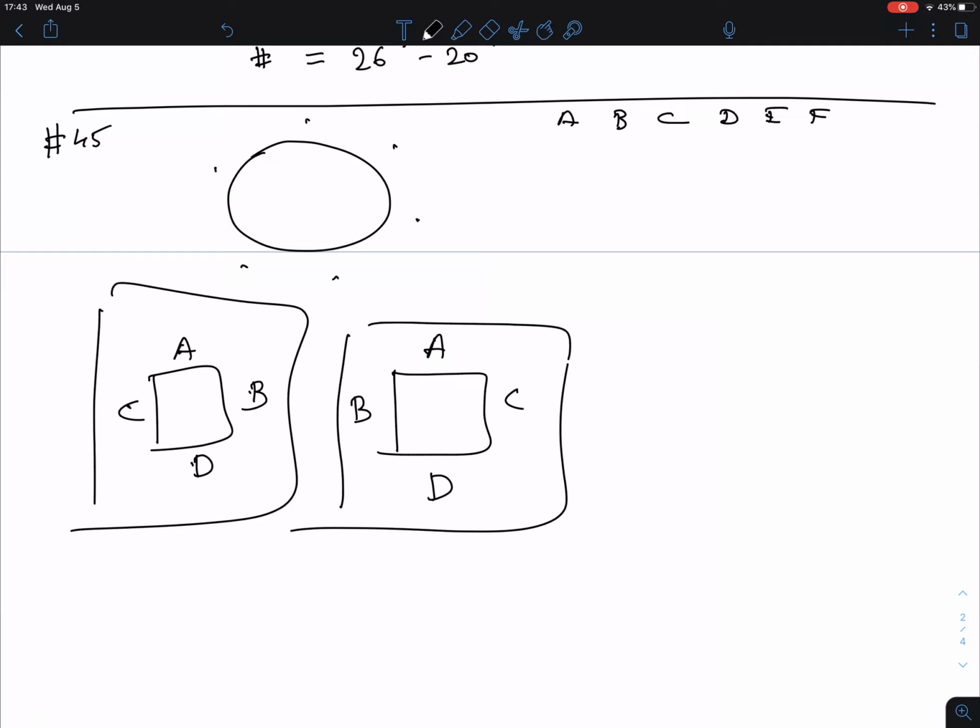2 seatings are considered the same when everyone has the same 2 neighbors, without regard to whether they are on the left side or the right side. Okay, these 2 are the same in our counting. We count them as the same because they are equivalent. By the way, the exact mathematical term is that they are equal. They are equal because in both cases A has the neighbors B and C.